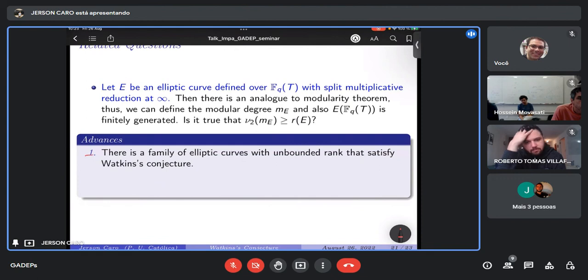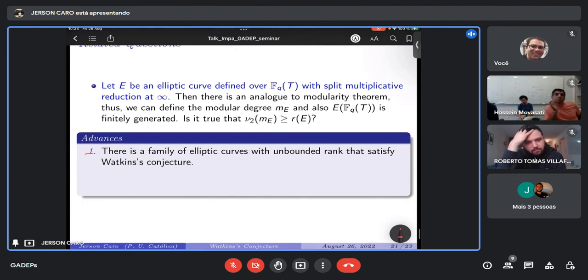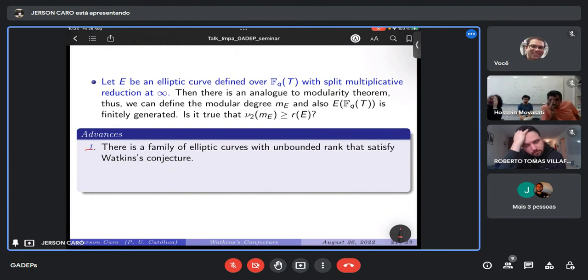And the first one is that we prove that there is a family of elliptic curves with unbounded rank in the case of FQ(T). And we prove that this family satisfies Watkins conjecture. In particular, this is one thing that we don't have over Q, because as I said before, it's conjectured that there are not these kind of families with unbounded rank.